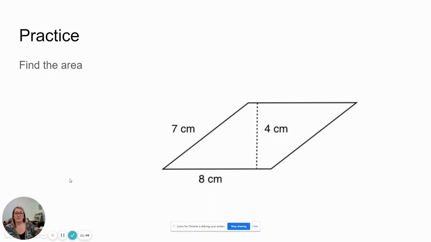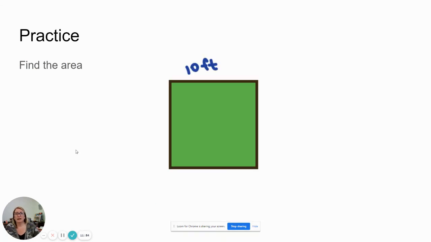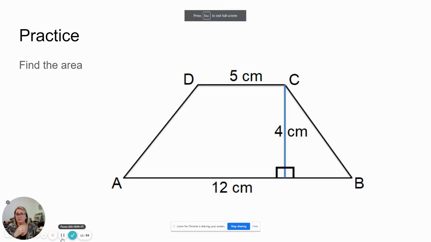All right, so now we have a parallelogram. Find the area of this parallelogram. All right, now try this square. Find the area of this square. And lastly, find the area of this trapezoid.